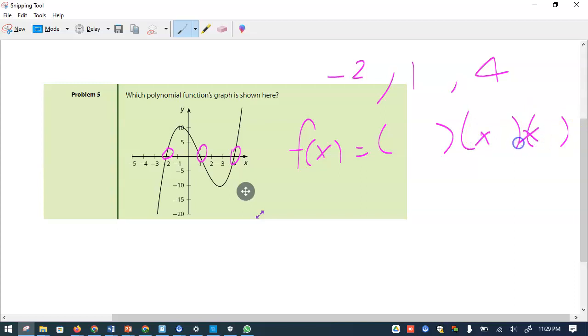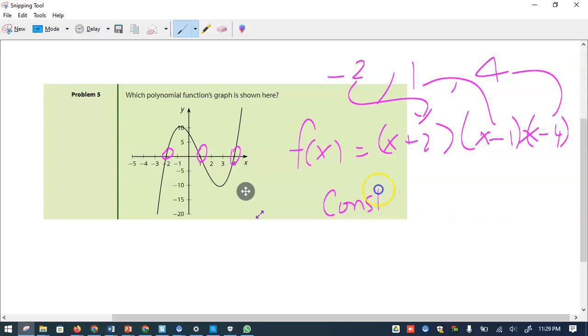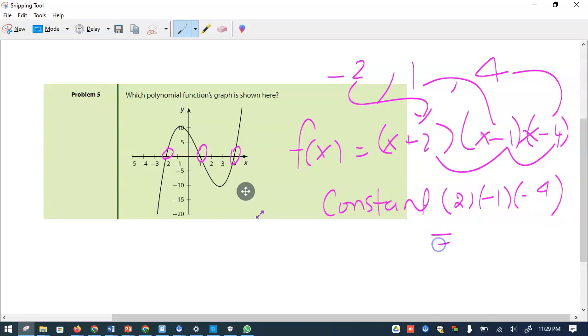You put (x), (x), and (x), and you just put the opposite of this, which is plus 2. Opposite of this is minus 1. Opposite of minus 4, and you're done. So if the question asked what is the constant, then you just multiply these numbers, 2 times minus 1 and minus 4, and you will see you get the answer as 8 there, right? And you can see there's the 8. That's the vertical intercept, or y-intercept, the constant. Hope that helps.